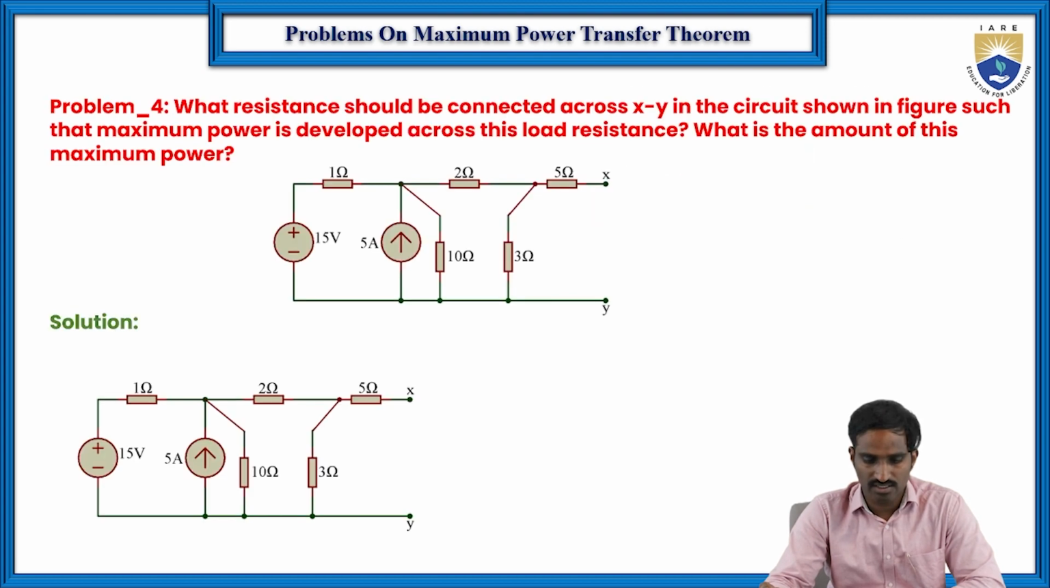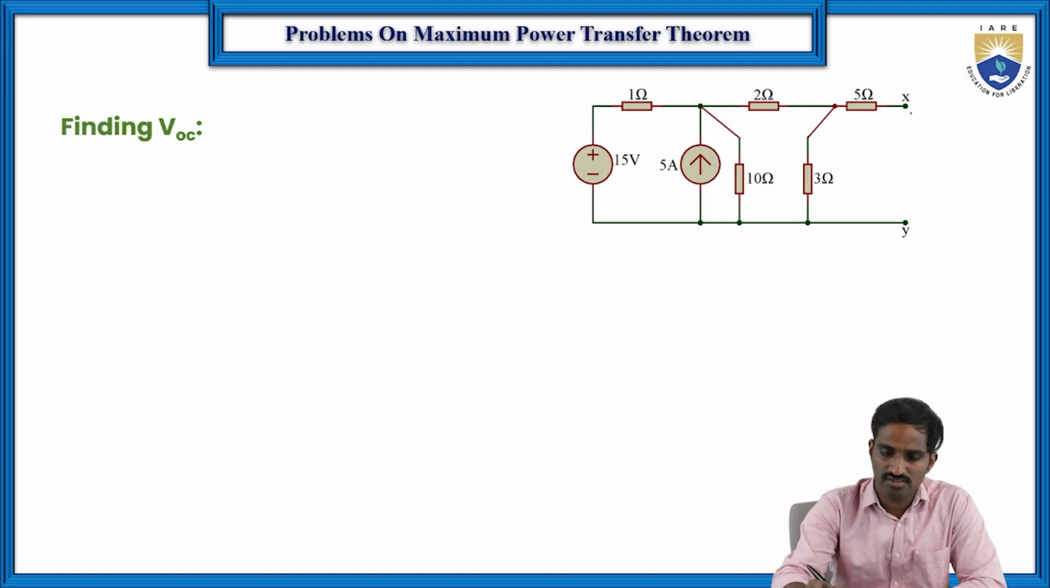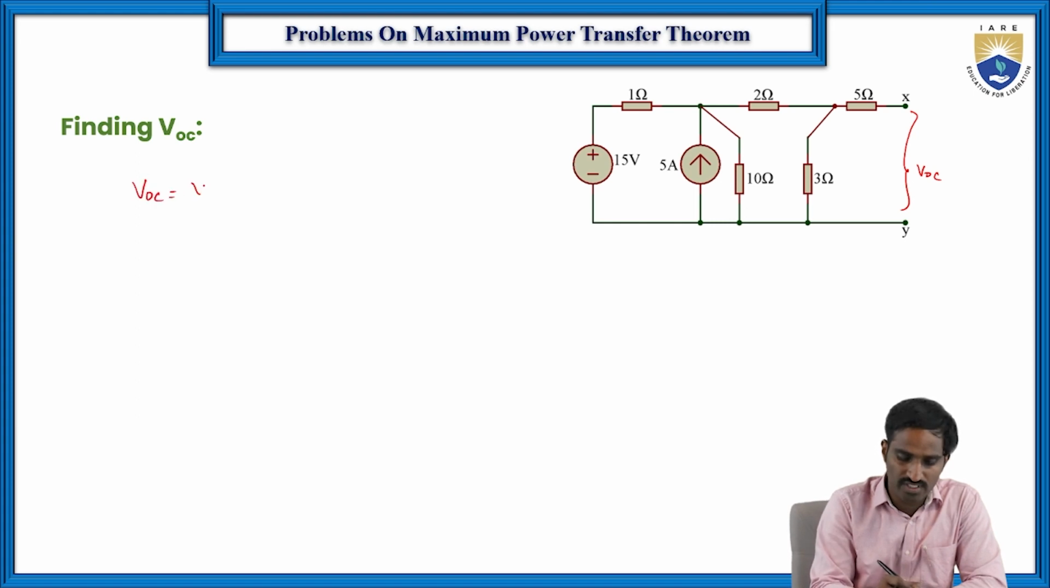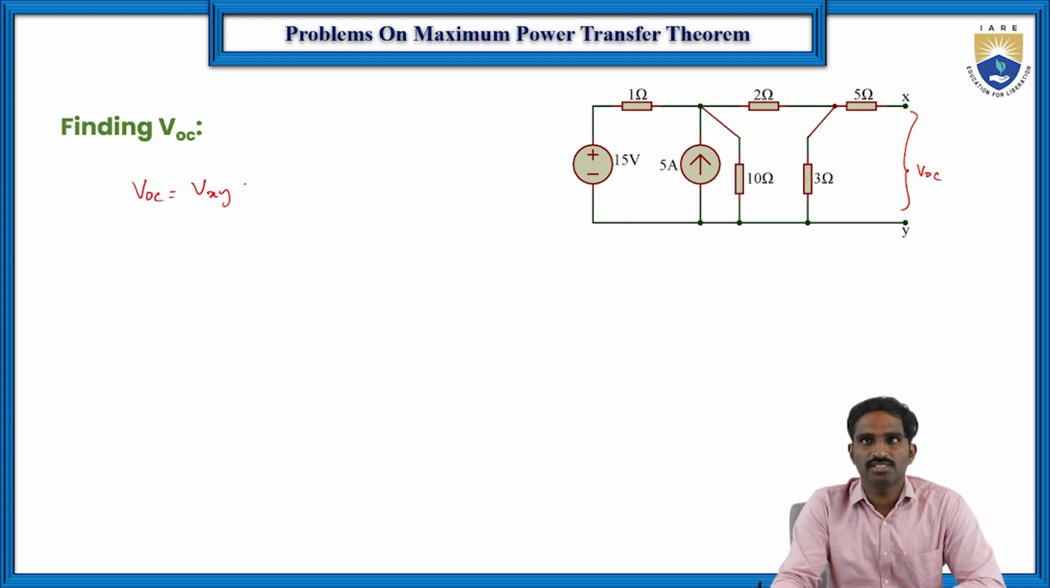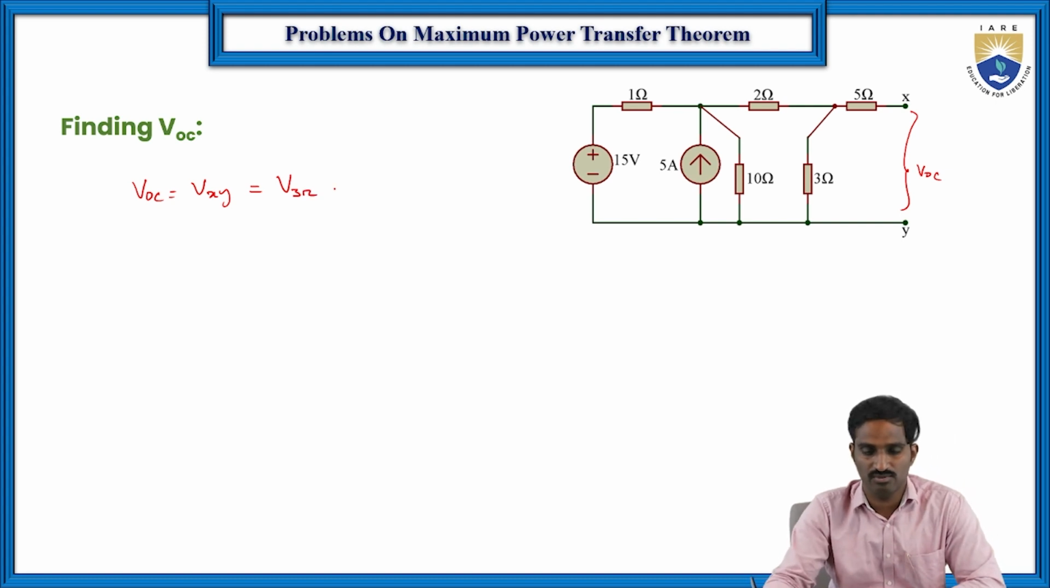So first let us find the voltage VOC, the open circuit voltage across these two terminals. So here the VOC is nothing but VXY. Here we should find the voltage across the 3 ohms resistor. So the voltage across the 3 ohms resistor, the VXY or VOC, is nothing but, if you know the current flowing through the 3 ohms resistor, then it is very easy to find the voltage across this 3 ohms resistor. There are two ways to find the voltage across the 3 ohms resistor.